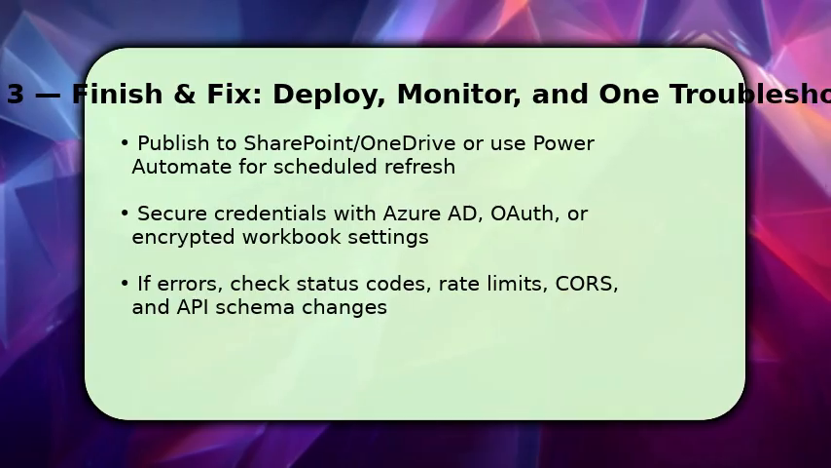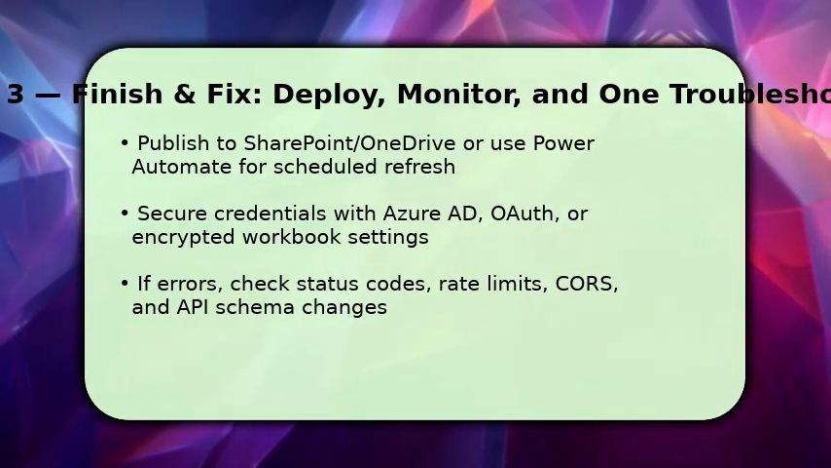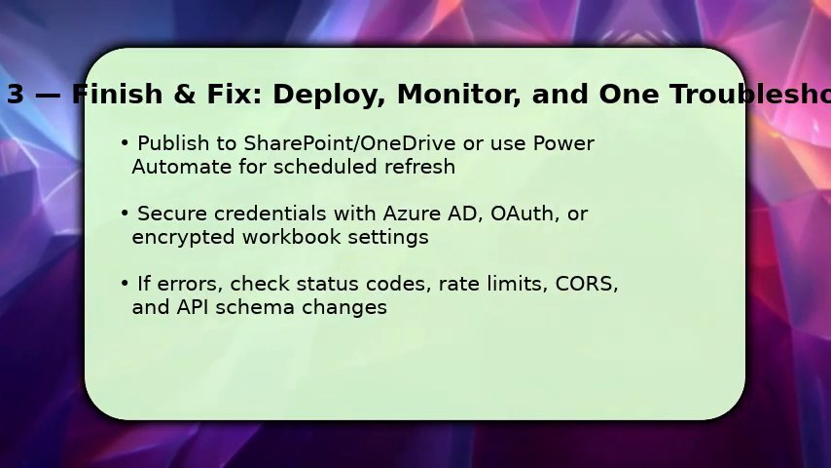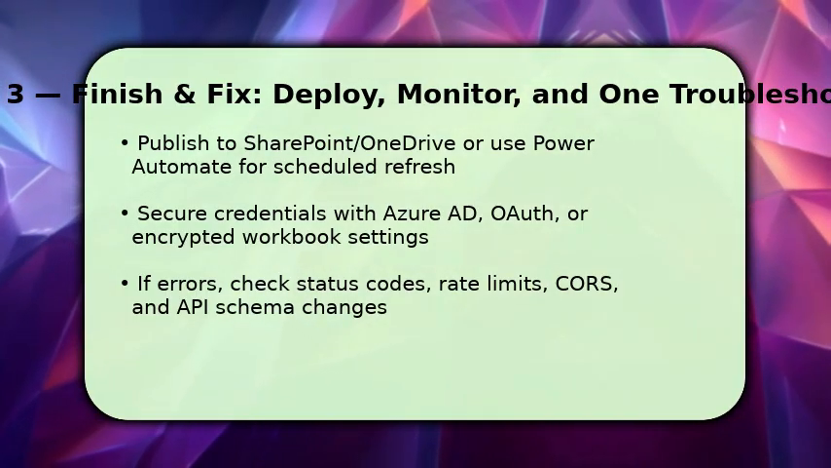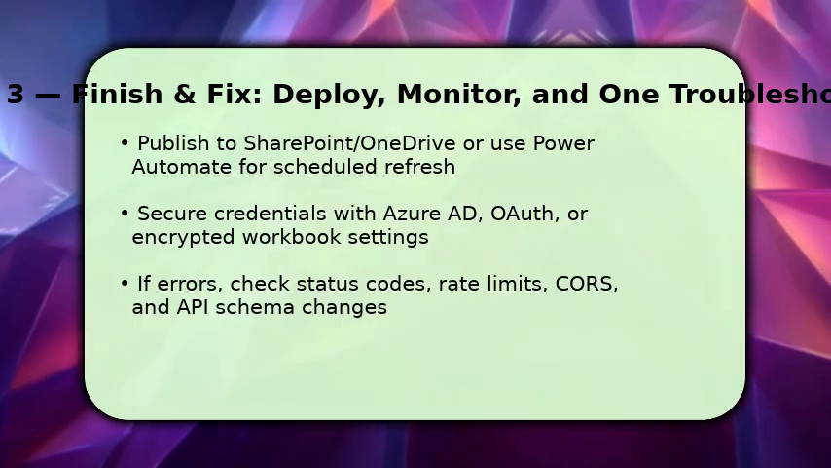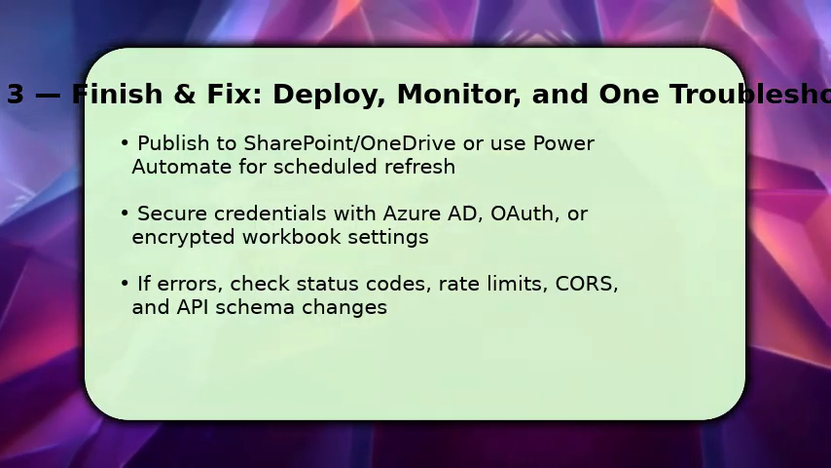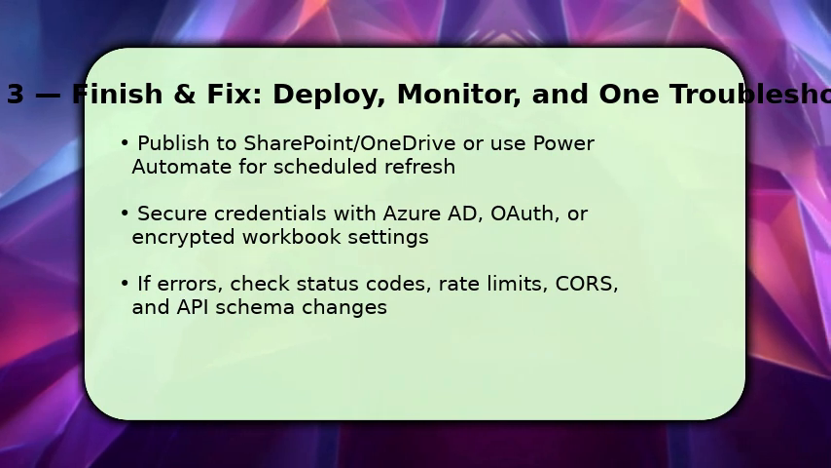If a refresh fails, inspect HTTP status codes and error messages, check rate limits or CORS, and verify the API schema hasn't changed. One key troubleshooting tip: replicate the failing request in Postman.